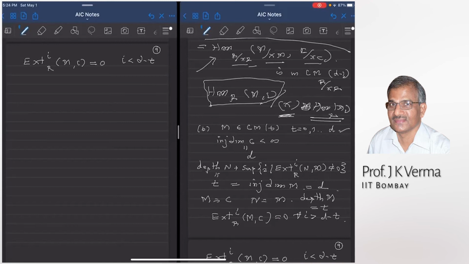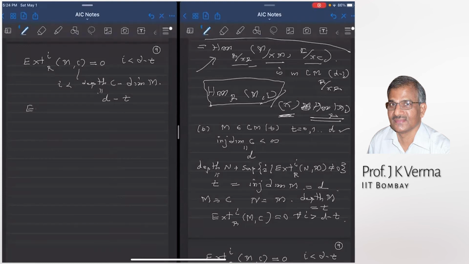Ischebeck vanishing, exactly. Ischebeck's theorem says that you take depth of C minus dimension of M, then these Ext's are 0 for i less than this number. But C is a maximal Cohen-Macaulay module, so this is D, and dimension of M is T. So for i less than D minus T, all the Ext^i are 0. For i bigger than D minus T, all the Ext are 0.